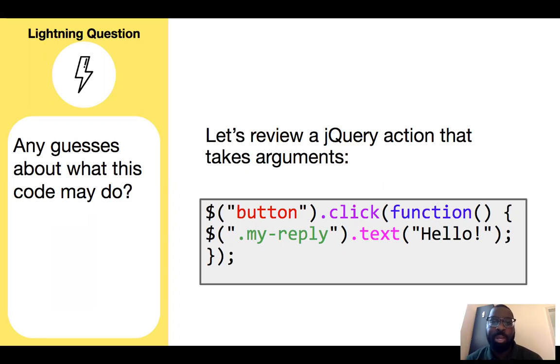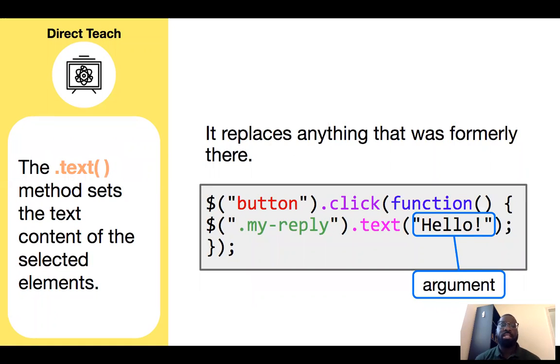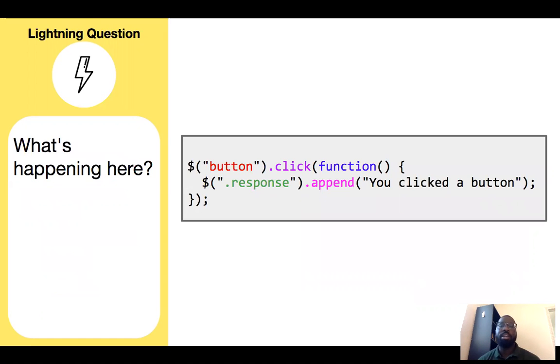So when any element on the page that's named button or called button is clicked, it will select all elements with the class of my_reply and change the text of those elements to hello, exclamation point. So the .text method sets the text content of the selected elements, right? So it replaces anything else formerly there with this new argument. What about here?